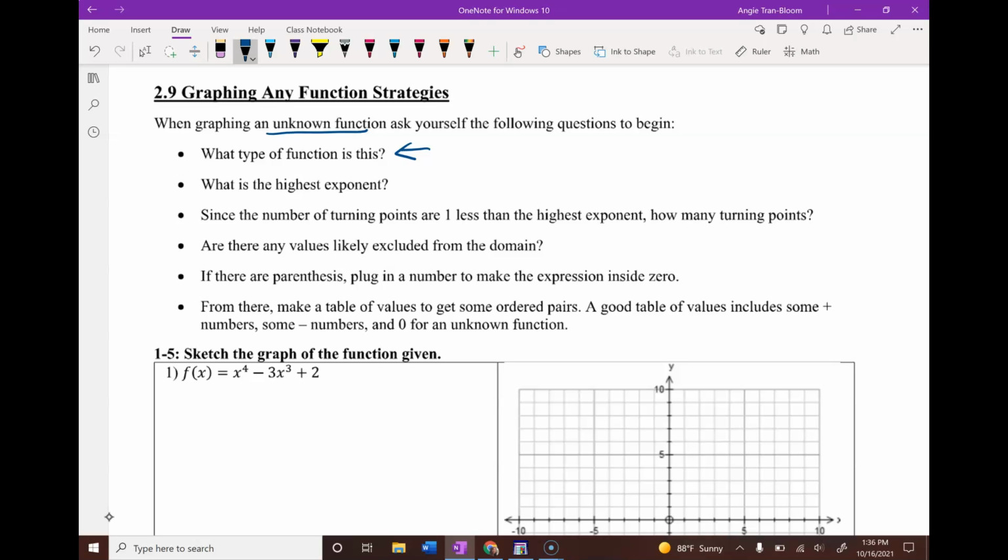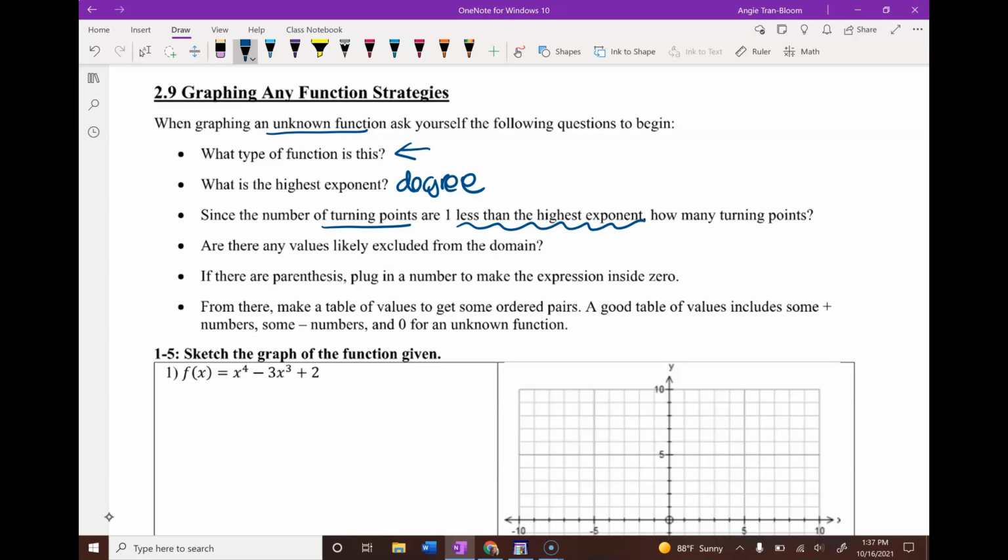What is the highest exponent? Exponent, students, of an equation is sometimes called a degree. So if you hear us saying, what is the degree of the function? That is the highest exponent of the function. Remember, the turning points at most would be one less than the highest exponent. So how many turning points would we have?